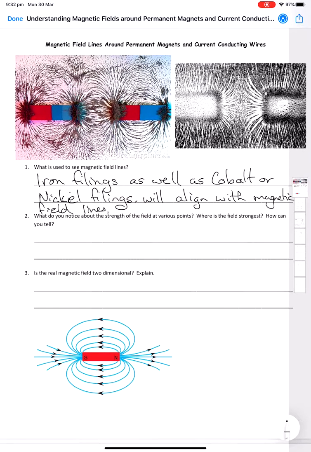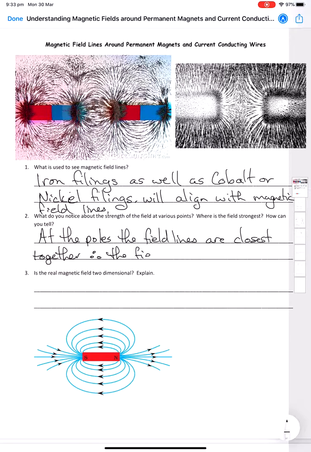So the answer is at the poles, the field lines are closest together. Therefore, the field is strongest here.